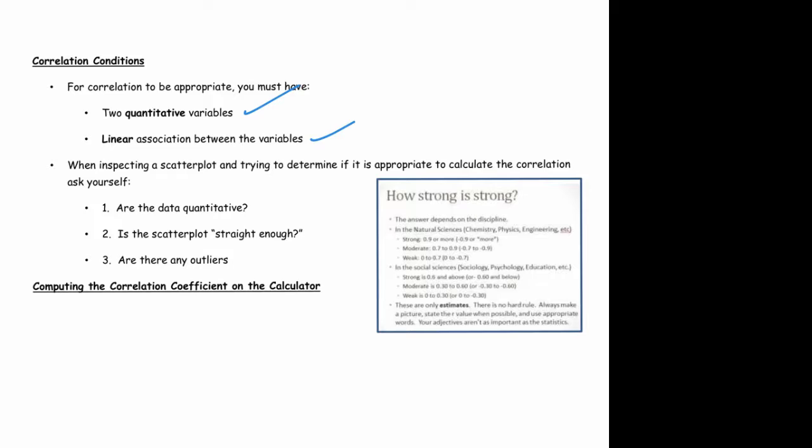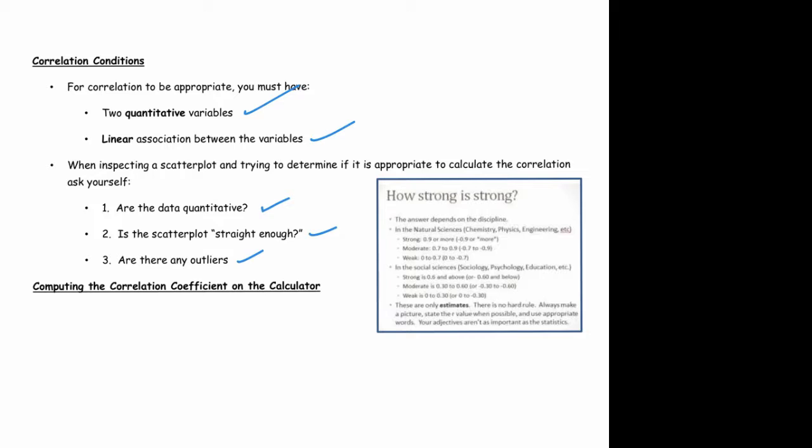So when you're looking at a scatter plot, you want to ask these questions. Are the data quantitative? You wouldn't be looking at a scatter plot if they weren't. Is the scatter plot straight enough, meaning is it appropriate to use the word linear to describe the relationship? And are there any outliers? Because outliers can cause the correlation coefficient to change in a way that may misrepresent the overall pattern.